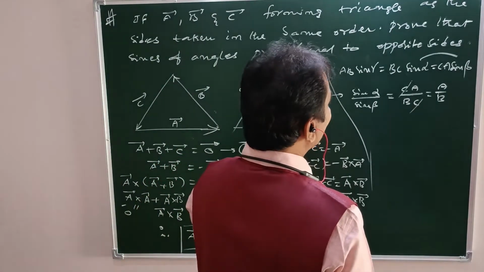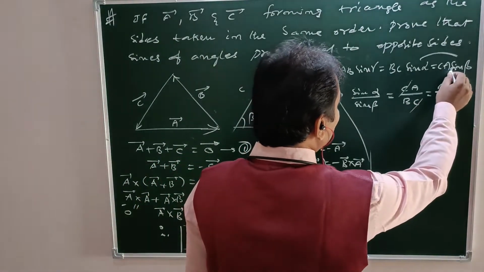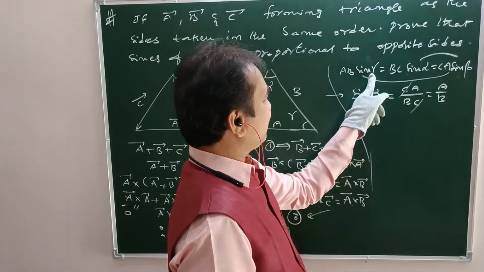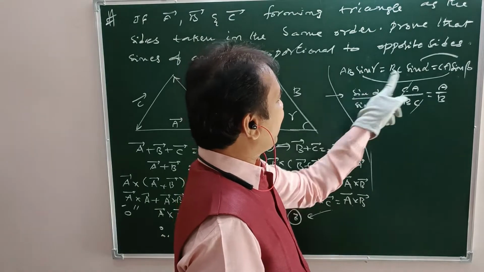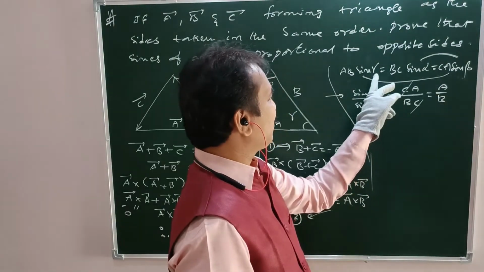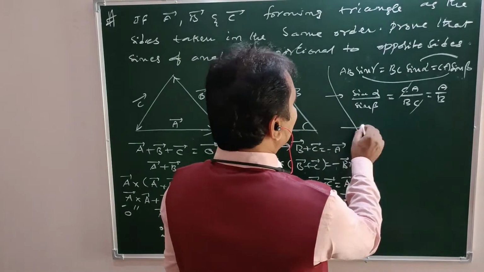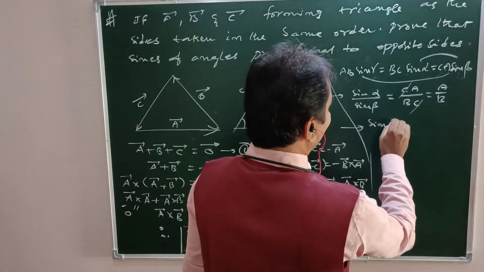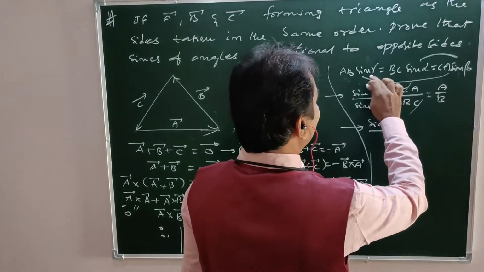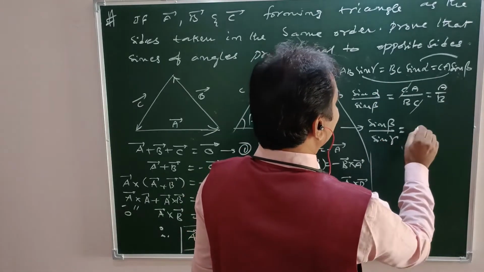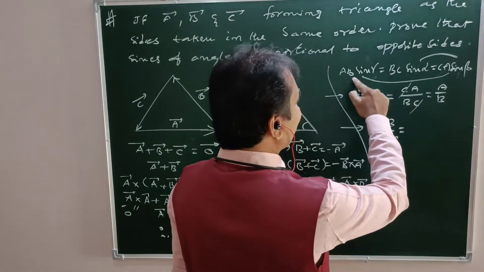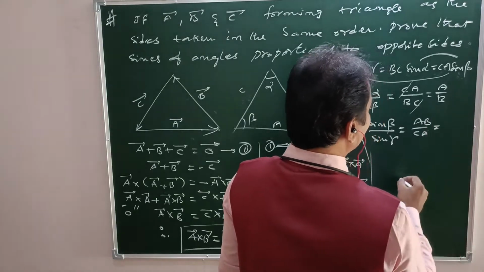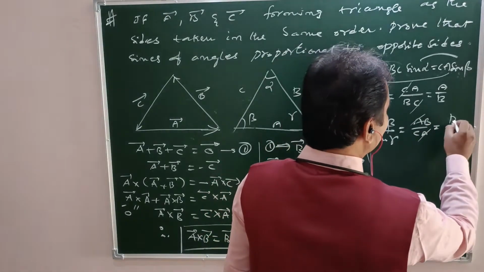Similarly, I am taking the ratio of these two. That is sin beta by sin gamma equal to AB by CA. Sin beta by sin gamma equals AB by CA. A gets cancelled, left with B by C.